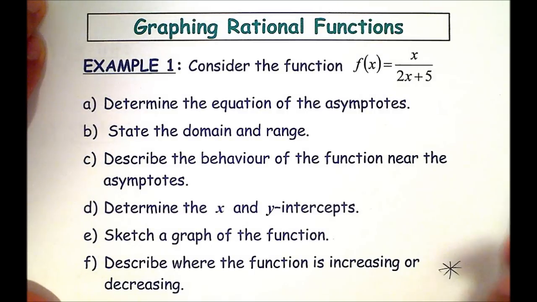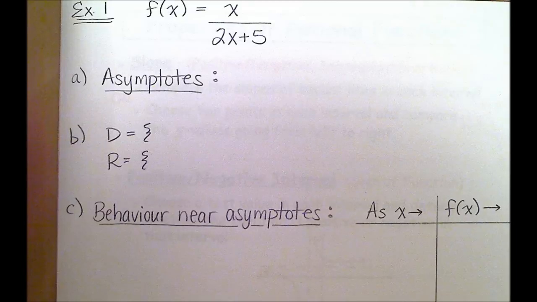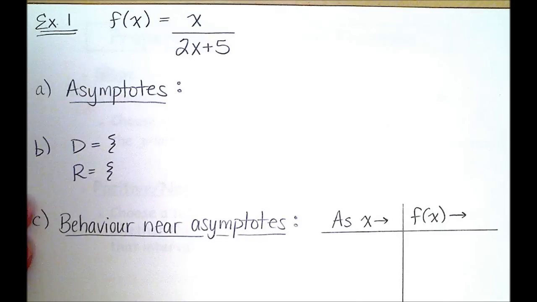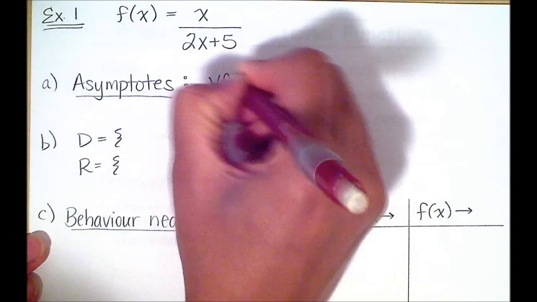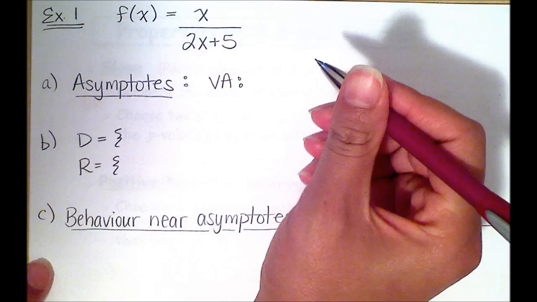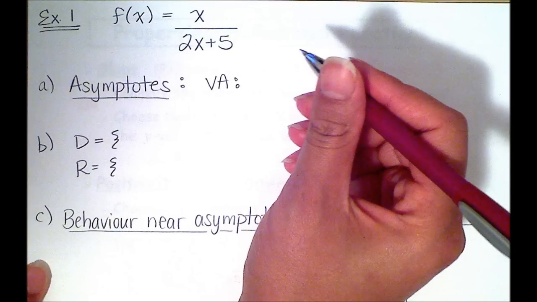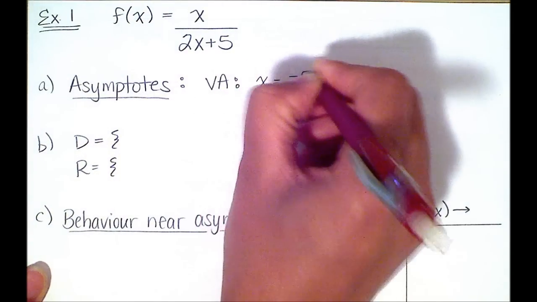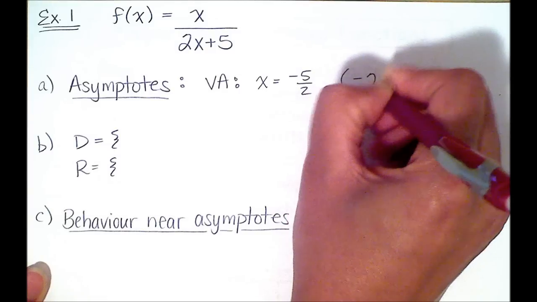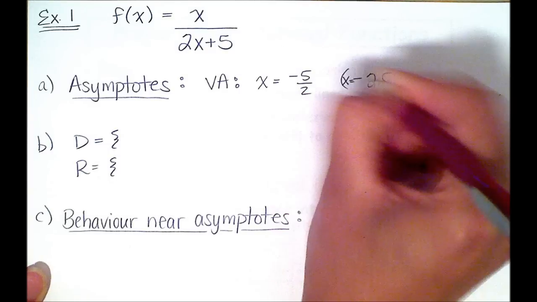Okay, so we'll look at this example. I wrote down the example on a separate sheet of paper. We'll start with the asymptotes, starting with the vertical asymptote. The vertical asymptote occurs at any value of x that will make the denominator 0. In this case, that's negative 5 over 2, or negative 2.5. So x equals negative 2.5.